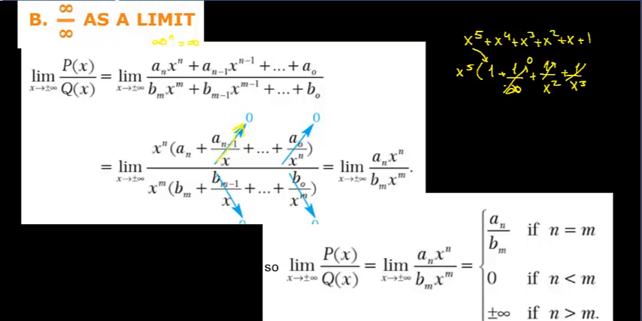We have 3 possible cases here: if n is equal to m, n is less than m, n is greater than m. If these 2 powers are equal to each other, a n over b m, the coefficients you are going to take. If n is less than m, it means that this is equal to 0. If n is greater than m, if the numerator's power is greater than the denominator's power, the result is going to be plus or minus infinity with respect to given information.